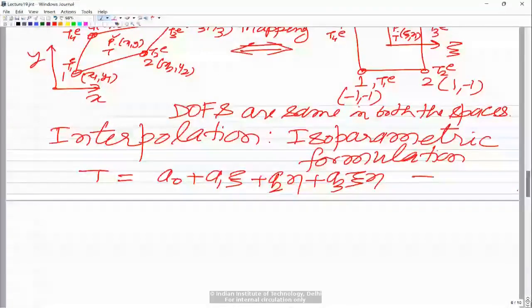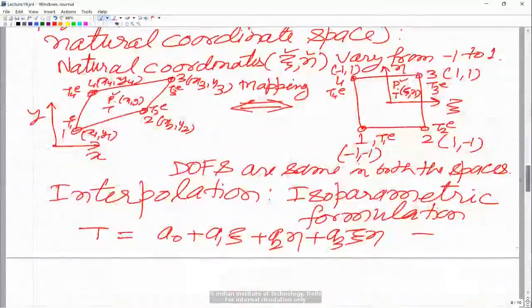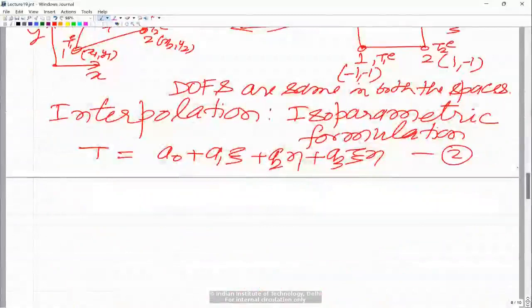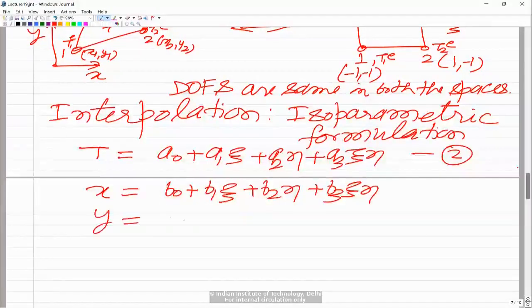Let me check the earlier equation numbers. Yes, so let us call this equation 2. But at the same time, we also have to relate x and y with xi and eta. So we write x equal to b0, the same kind of polynomial, plus b1 xi plus b2 eta plus b3 xi eta. Similarly, the y coordinate is also written in terms of the natural coordinates xi and eta: c0 plus c1 xi plus c2 eta plus c3 xi eta.